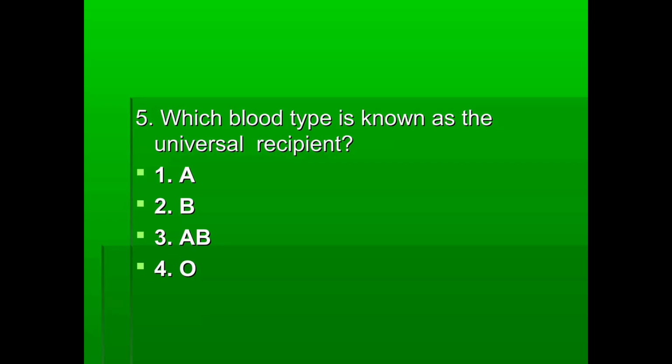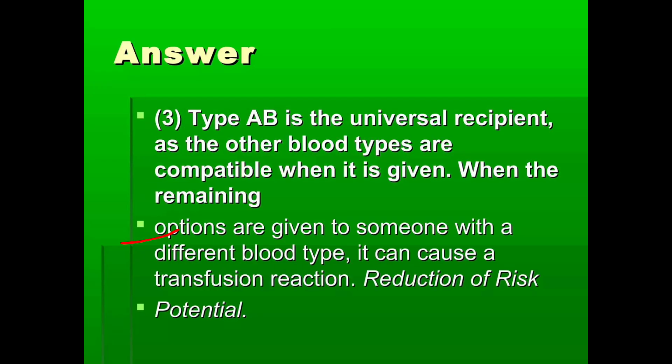Question 5 talks about which blood type is known as the universal recipient. Do you know about the universal recipient? Yes, of course I know. It's always blood group AB. If you know, just go select it.